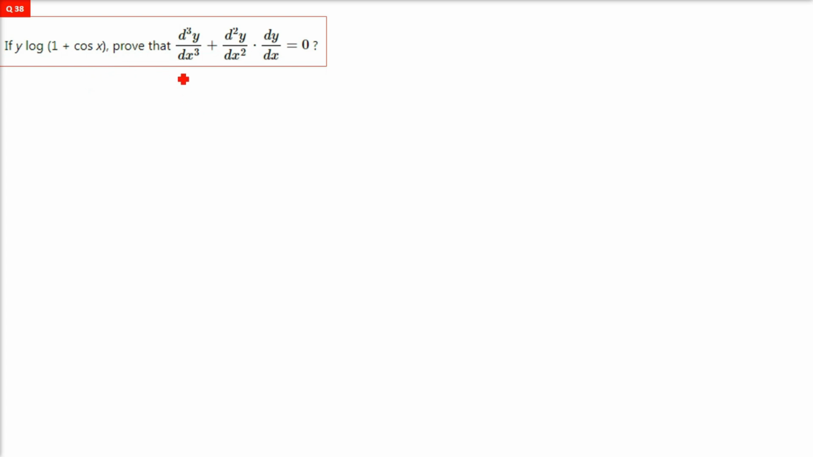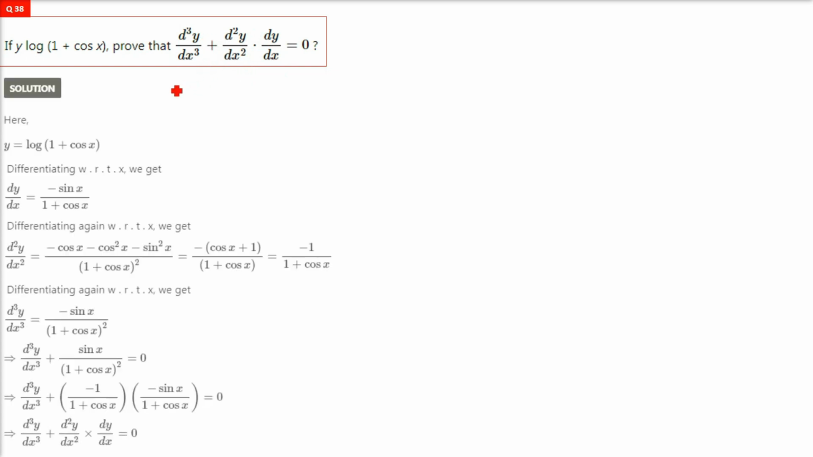If y is equal to log 1 plus cos x, we have to differentiate it thrice. dy by dx, d2y by dx2 and d3y by dx3. Let's see what we get. So there is one point where the second part of the content which we have to prove, from where you will get it, that is the only discussion.